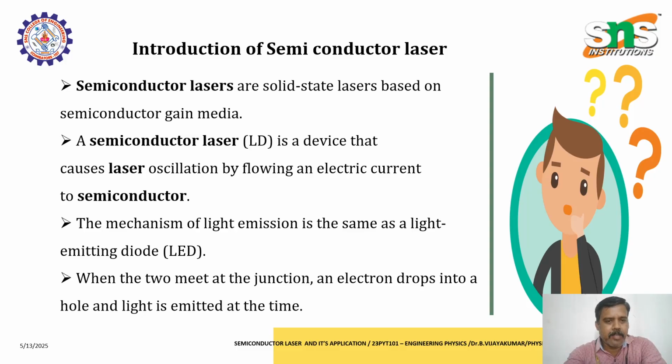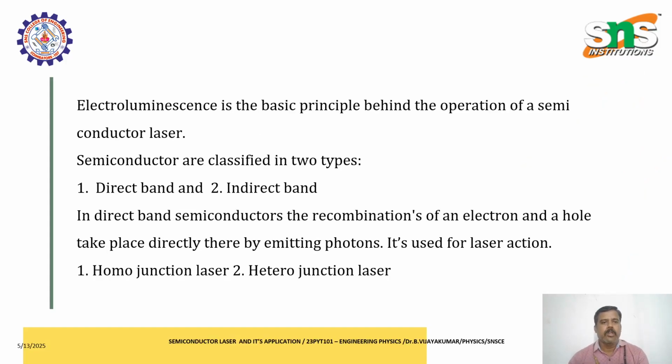The semiconductor laser we call a laser diode. It is a device that causes laser oscillation by flowing an electric current through a semiconductor. So the flow of electric current through a semiconductor produces a laser. The mechanism of light emission is the same as a light emitting diode. When the two meet at the junction, an electron drops into a hole and light is emitted at that time. So the principle of the semiconductor laser is electroluminescence.